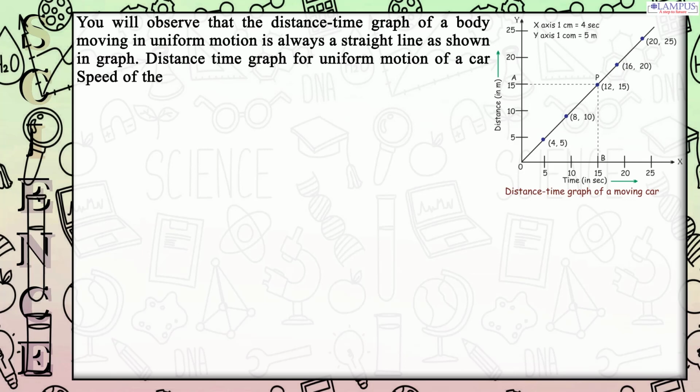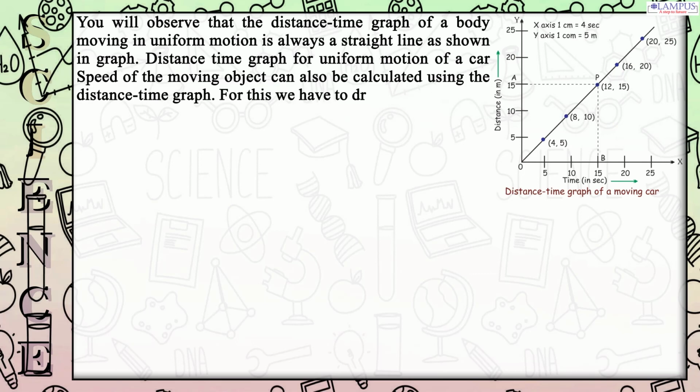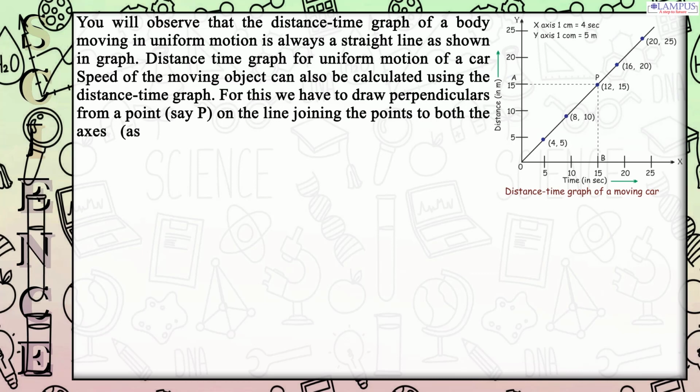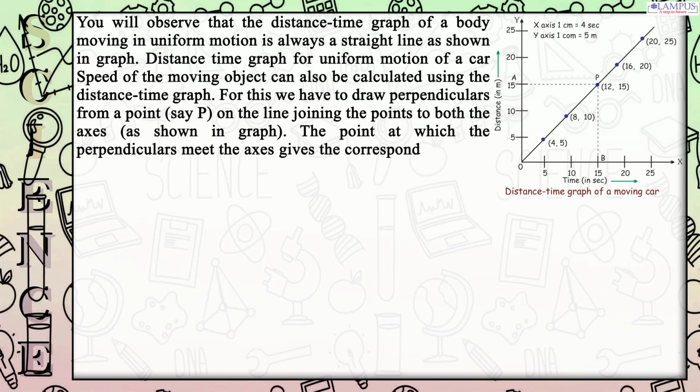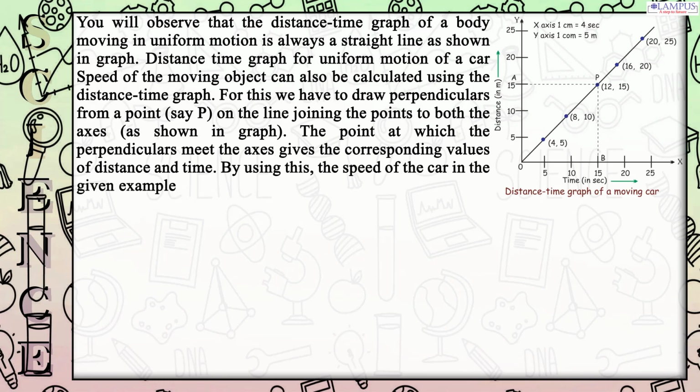Speed of the moving object can also be calculated using the distance-time graph. For this we have to draw perpendiculars from a point, say P, on the line joining the points to both the axes, as shown in graph. The point at which the perpendiculars meet the axes gives the corresponding values of distance and time. By using this, the speed of the car in the given example comes out to be speed equals 20 m per 16 s equals 1.25 meters per second.